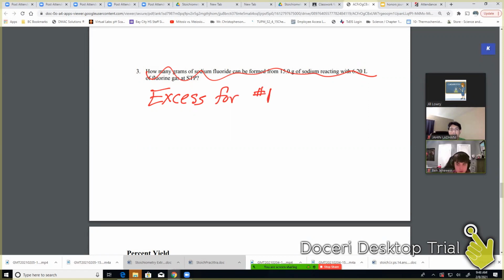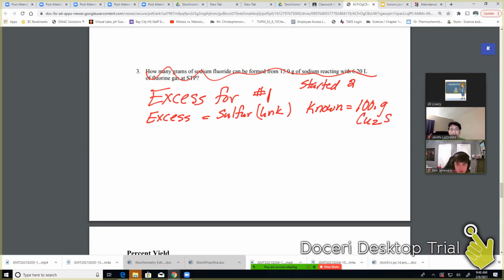All right, we said copper was our limiting reactant, so that means that we know our excess reactant is sulfur. So that's my unknown. And my known is going to be how much of my product was actually made. So that's 100 grams of Cu2S, copper sulfide, copper 2 sulfide, copper 1 sulfide, sorry. Because it says that we started with 25 grams of sulfur. We know we didn't use all of that. We're trying to figure out how much did we use to make that 100 grams.